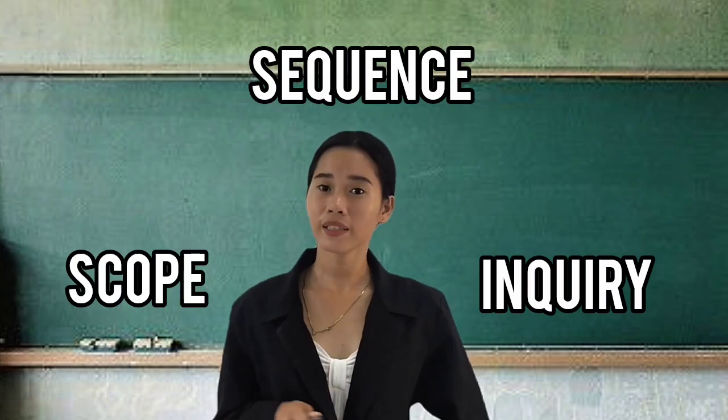So let's explain each. Scope means how much content we cover. For example, one chapter on plants, one week of lessons. Sequence means the order of learning. Always go from simple to complex or concrete to abstract. Example, teach letters before words, addition before multiplication, basic grammar before essays.